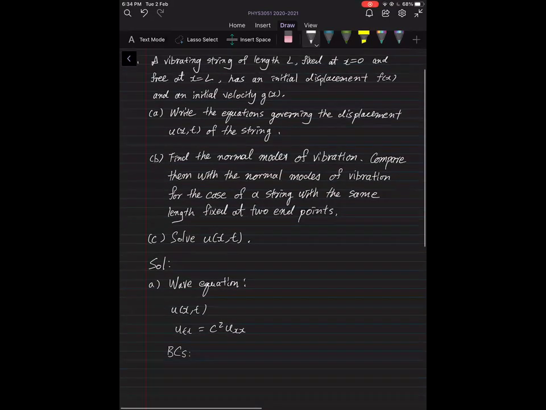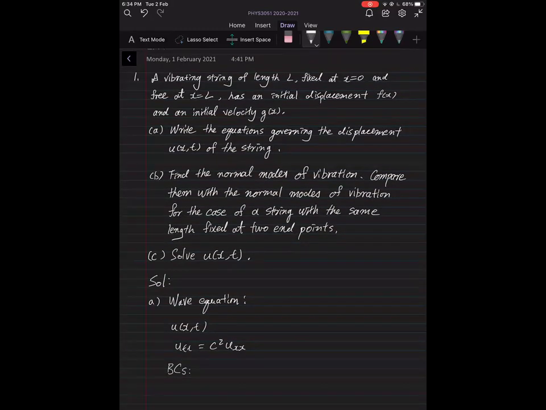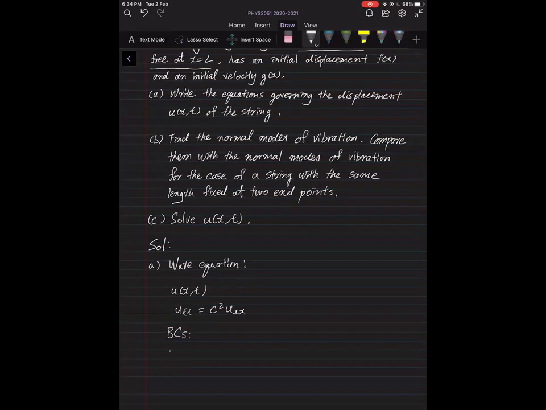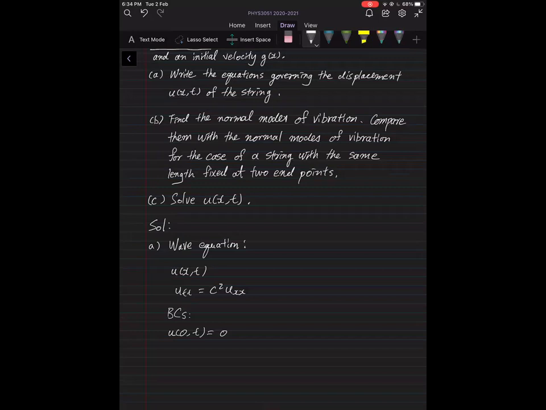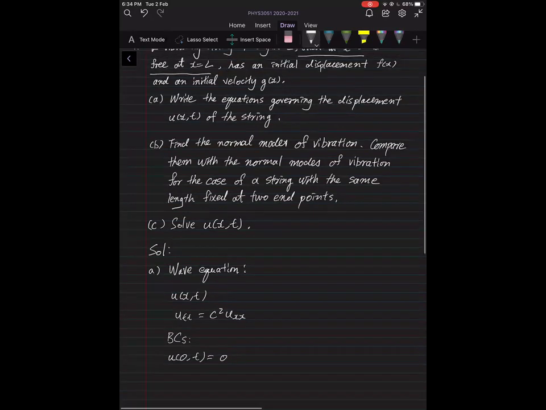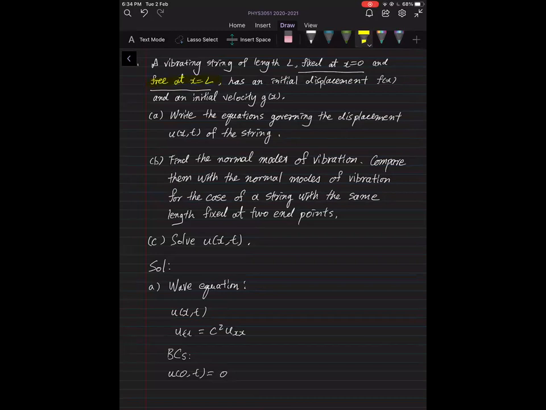So here you have the string fixed at x equals 0 and free at x equals L. So for the first case, you have u(0,t) equals 0. And then for the other end, what is the boundary condition? Here you have the other end free at x equals L. So what is the corresponding boundary condition?